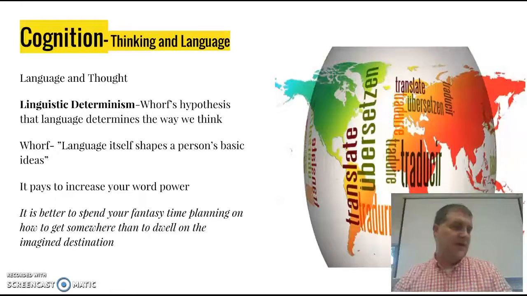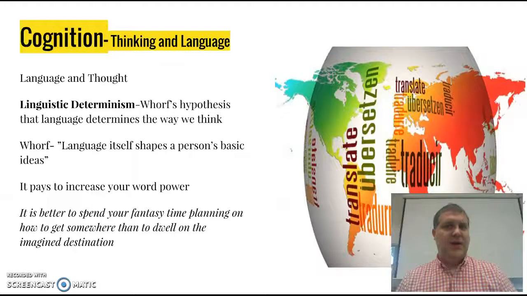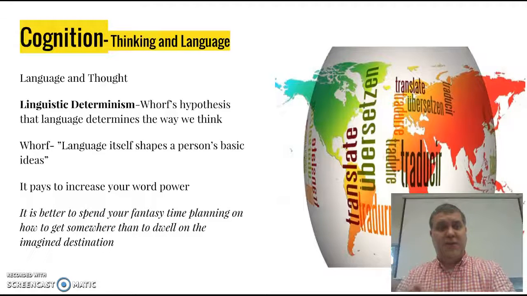Linguistic determinism is Whorf's hypothesis that language determines the way we think. Whorf said that language itself shapes a person's basic ideas. This goes back to the culture thing we've talked about in class, and how if I said Santa Claus to you guys, you would understand what I'm saying and already have this mental image, while somebody else in another culture may not understand where you're coming from.